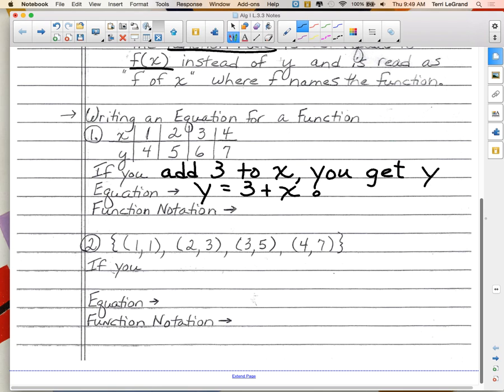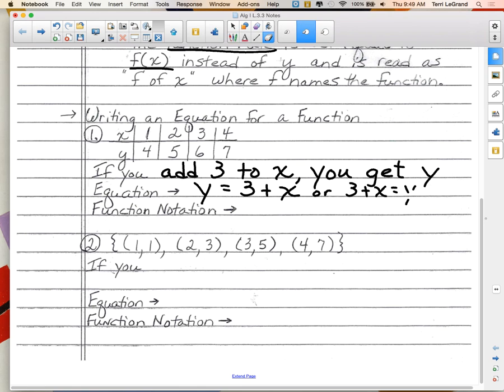Or we could have written it like this. Add 3 to x, you get y. Or we could have written it like this. Because order doesn't matter in addition, we could have written it as x plus 3 equals y. We have so many options. The y though, the output, the result is all by itself on one side. And the function rule, x plus 3 or 3 plus x, is on the other side. So the y is set equal to the function rule.